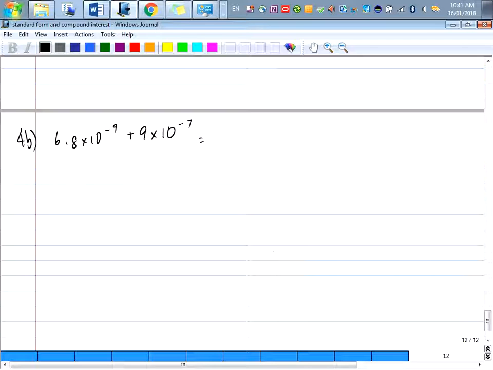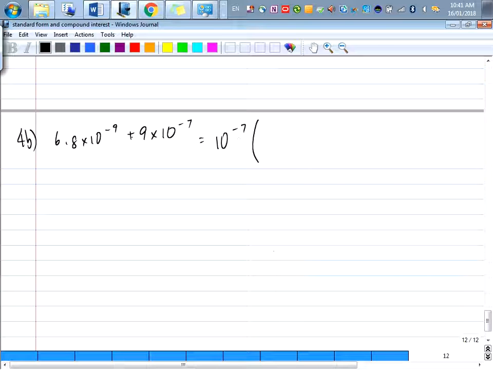Okay, let's take a look. For this question, we again want to factorize out the greater power. So between 10 to the power of negative 9 and 10 to the power of negative 7, the one with the greater power will be 10 to the power of negative 7. Okay, let's factorize that out, 10 to the power of negative 7. Let us look at the first term, 6.8 times 10 to the power of negative 9.